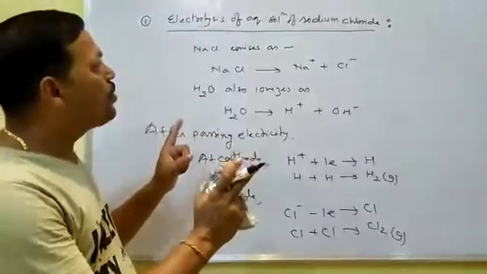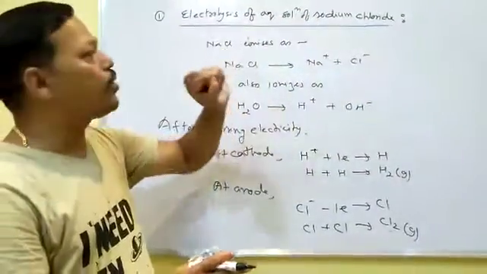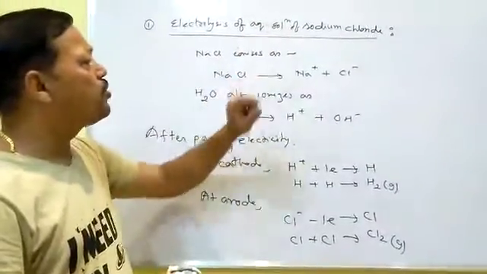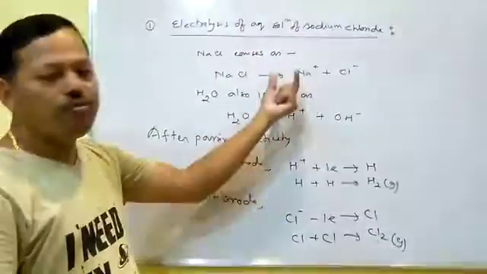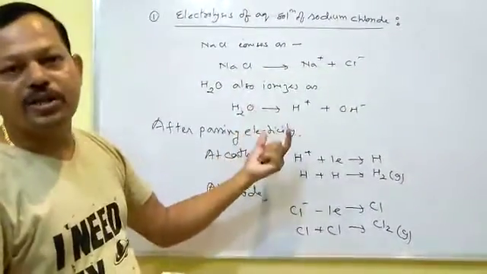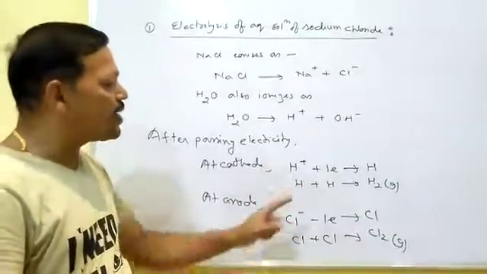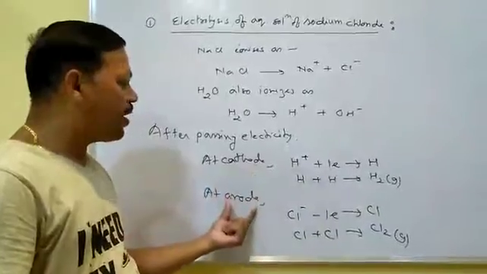So this is about the electrolysis of molten sodium chloride and aqueous solution of sodium chloride. Both are different. In molten state only sodium and chloride are present, but in aqueous solution a number of ions are present. That's why which ion will move depends on their potential value. Higher the potential, greater is the tendency to move towards the rod, and that is why hydrogen and chlorine are deposited at the cathode and at the anode.